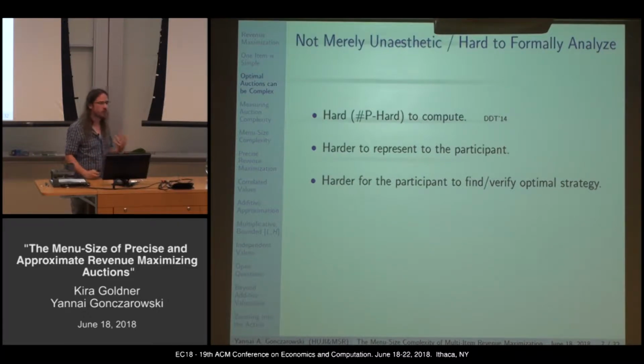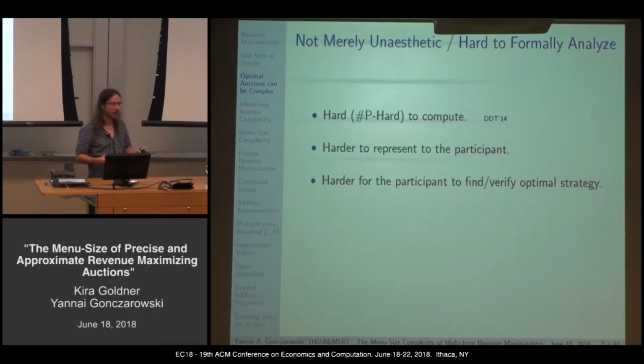They're also very hard to represent to the participant. I couldn't imagine someone in the market saying, okay, you know what, you're interested in both of these. Here's a continuum of lotteries for you to choose from. And even if I could somehow represent them to the buyer, it's even harder for the buyer to find or verify the optimal strategy, right?